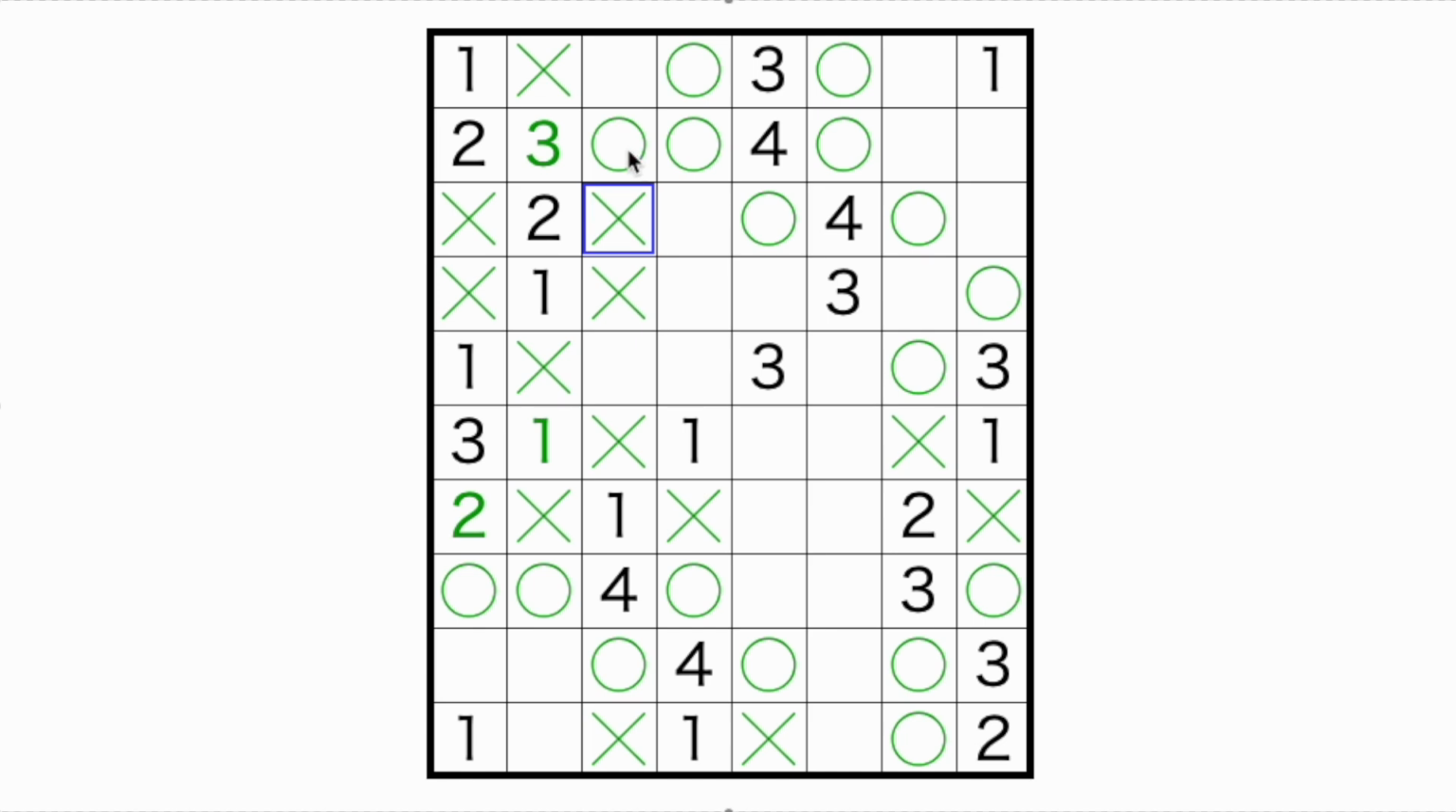This 3, okay, so it has 2 neighbors already. It can't have a third because then we would have 2 3s next to each other. So that's going to be an X. This is going to be a 2.